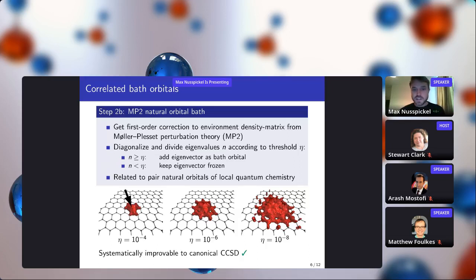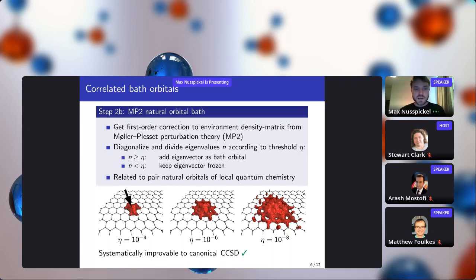Then you can just diagonalize this density matrix, and you get some eigenvalues. These eigenvalues give you a natural ordering that tells you about the importance these orbitals have in the description of the fragment that you want to calculate at the moment. Basically, large eigenvalues mean these orbitals are important, and small eigenvalues mean they are less important. Then all you have to do is define a threshold, which we call eta in this case, and you keep all the eigenvectors corresponding to eigenvalues larger than eta. You keep those as bath orbitals, and the rest you keep frozen on the mean field level.